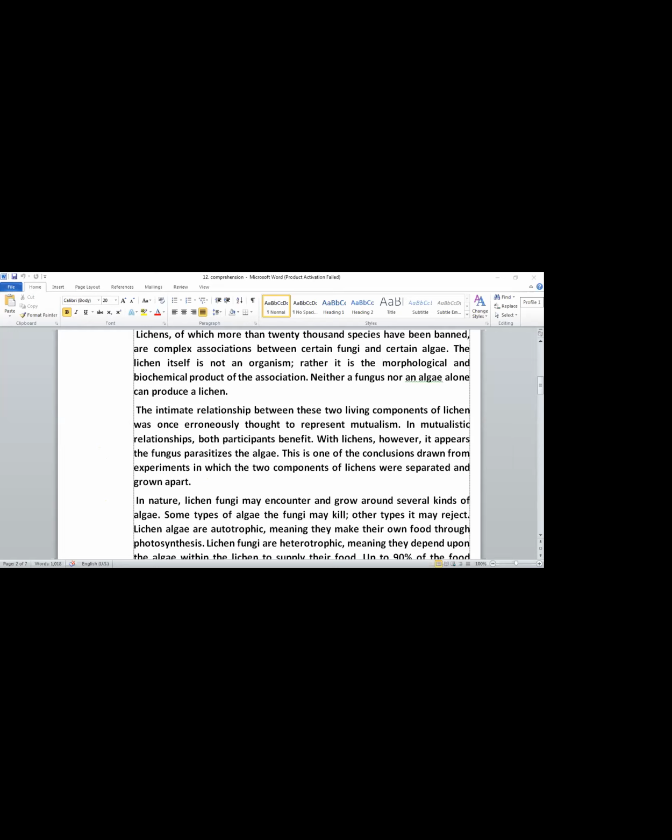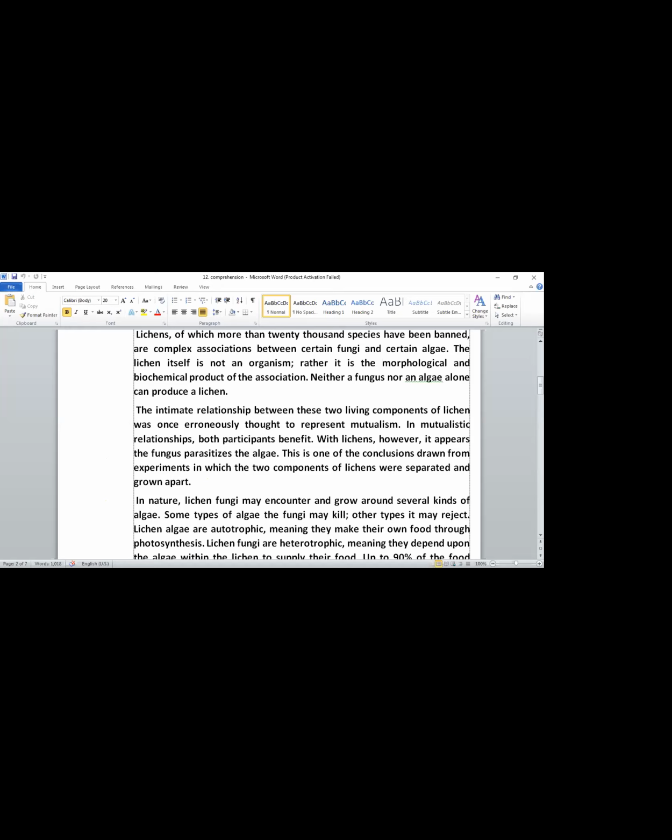Okay, very good. You don't need additional information. If additional information or other things are given there, omit that. Some people find the answer in the passage and copy exactly. That is not to be done. For example, lichens, of which more than 20,000 species have been banned, are complex associations and all. Don't do that. Just hit the point. Lichens are complex associations between certain fungi and algae. That's all.